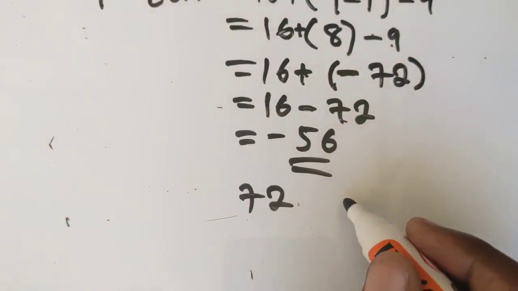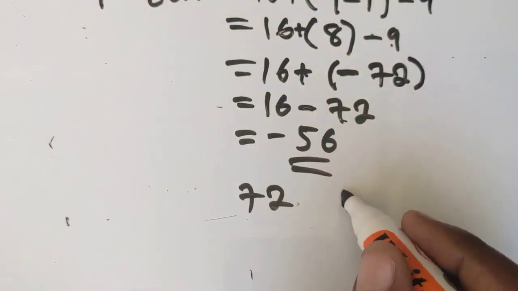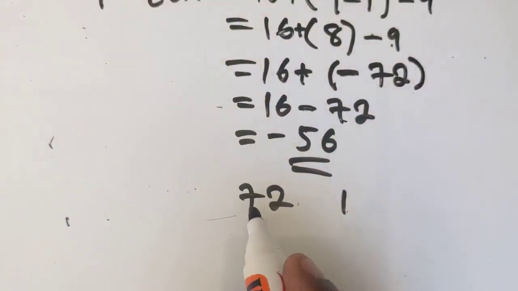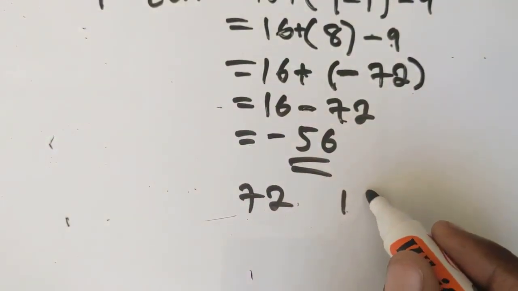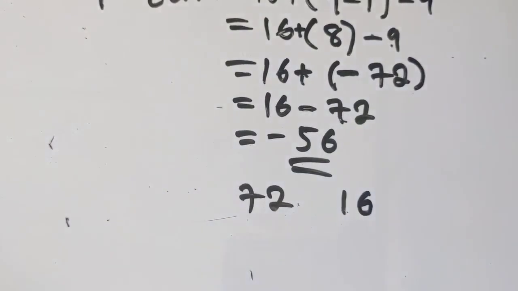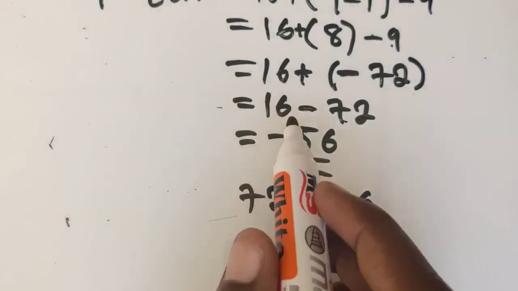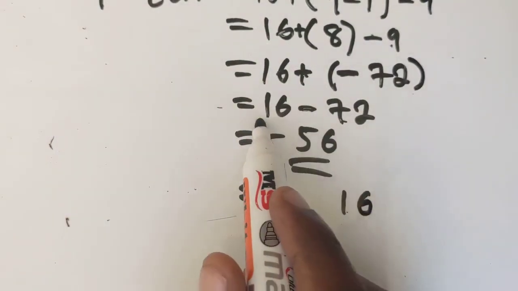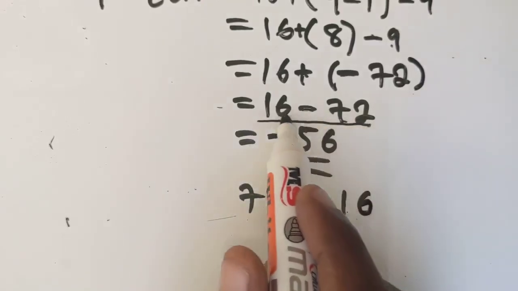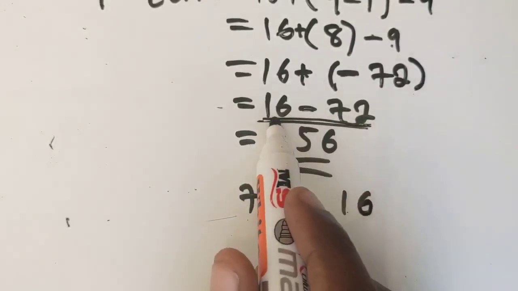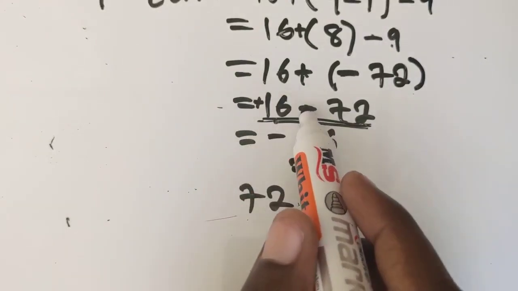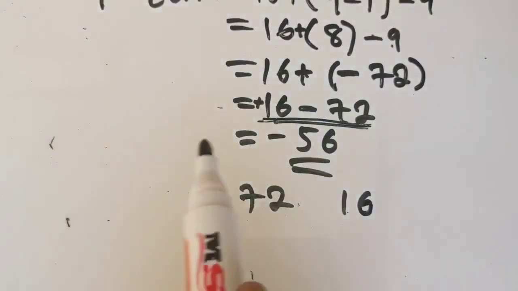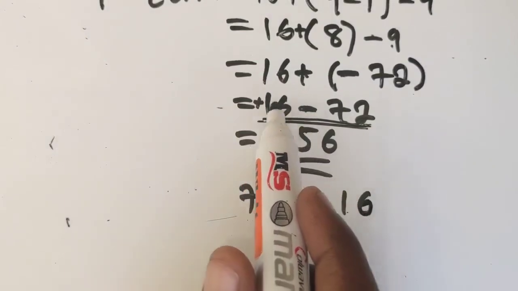Then the smaller number, put it on the left, or rather, the bigger number, put it on the left side, then the smaller number on the right side, just like that. Now come back to the original expression. Don't forget that this one is positive and this one is negative.